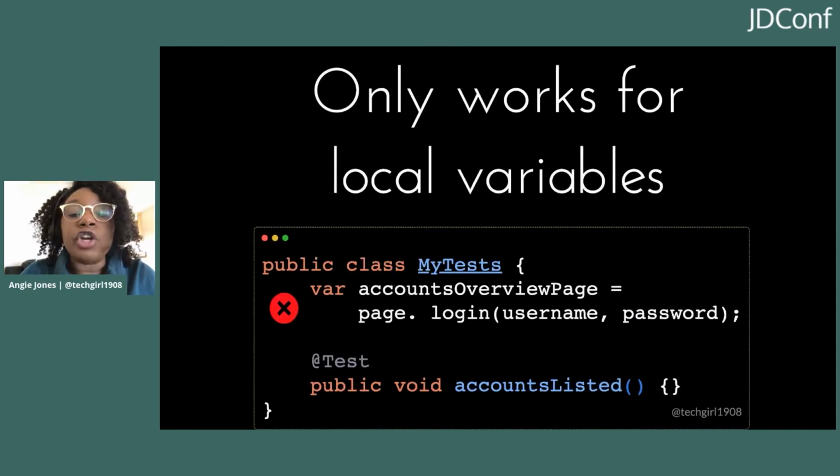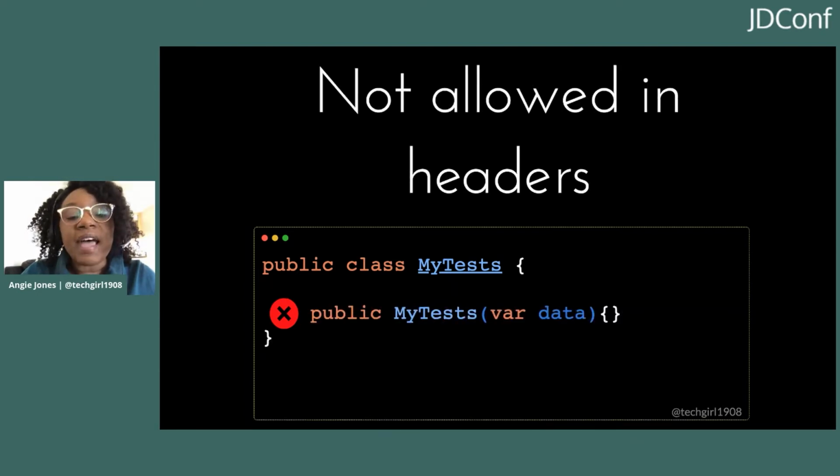Also, it only works for local variables. So you can use this inside of methods, loops, decision structures, but you cannot use this for global variables, even if you are initializing them. Now, while local variable type inference can be used within the body of local constructs, it cannot be used in the headers of methods or constructors. And this is because if we think about it, whoever's calling that method needs to know the data types of the arguments to send. Okay, so those are the rules.